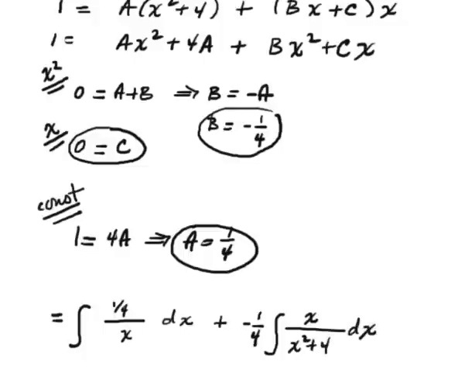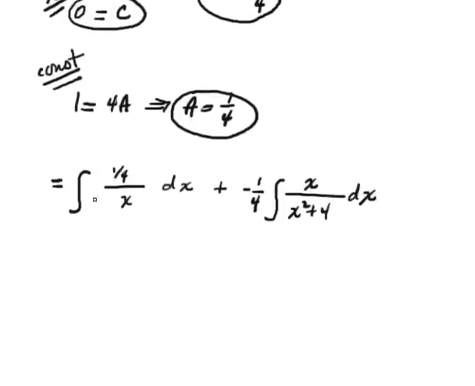All right, so let's look at these. These are both logs. The first one obviously is log x. The second one's also a log because the derivative of the denominator is 2x, and in the numerator we have an x. So we're just missing the 2, and we're going to compensate by multiplying by 1/2.